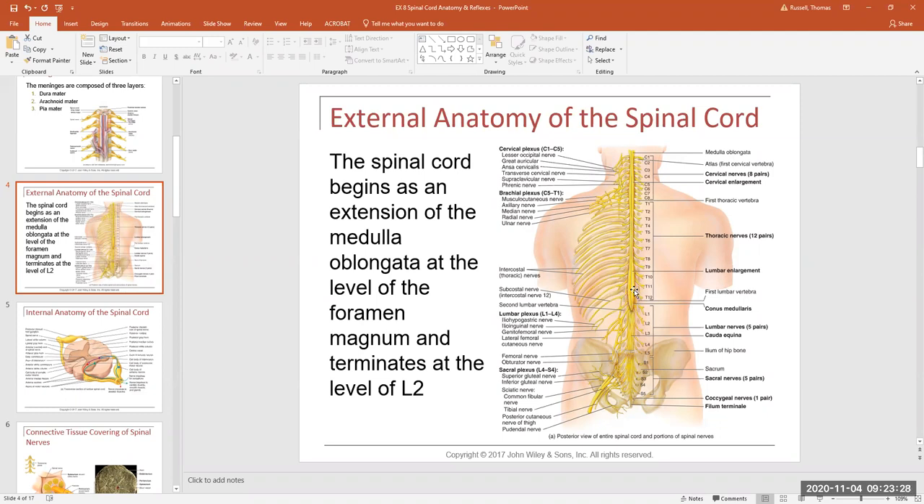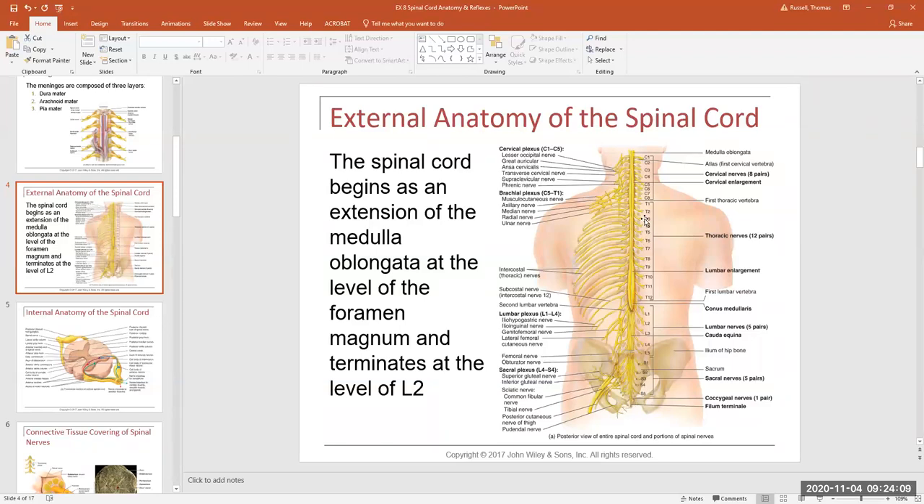Now we have 31 pairs of spinal nerves, and the reason for that is because we have eight pairs of cervical nerves, since the first pair of cervical nerves actually comes off before C1. So we have 8 pairs of cervical nerves, 12 pairs of thoracic nerves, 5 lumbar, 5 sacral, and 1 pair called the coccygeal nerve, down here by the coccyx bone that you learned about.